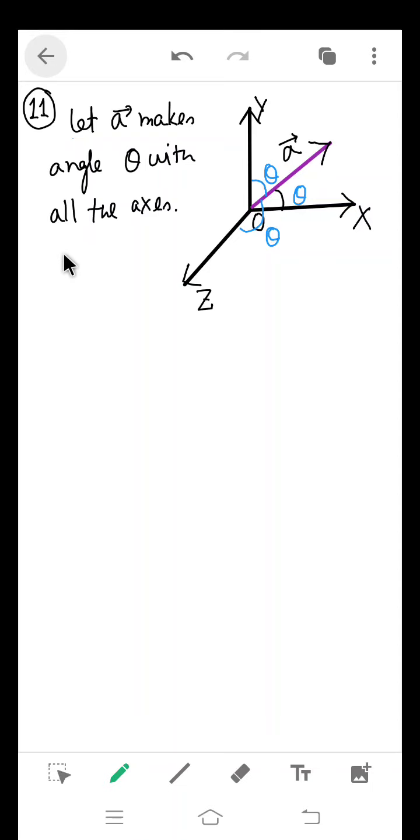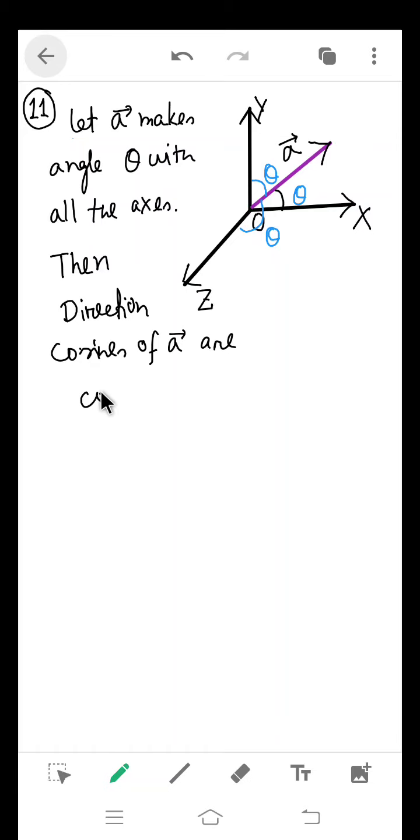So you know that if a vector makes angles theta, theta, theta with OX, OY and OZ, then you can find out their direction cosines. Then you know that the direction cosines of A are, क्या होगा? cos theta, cos theta and cos theta.